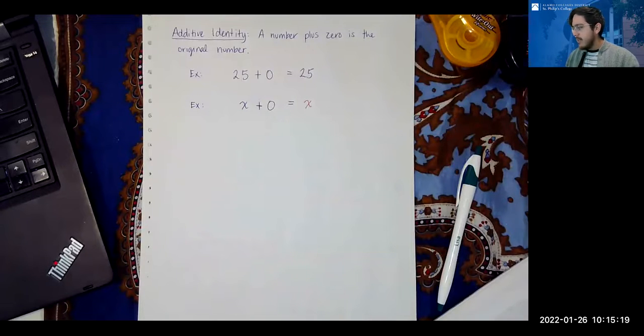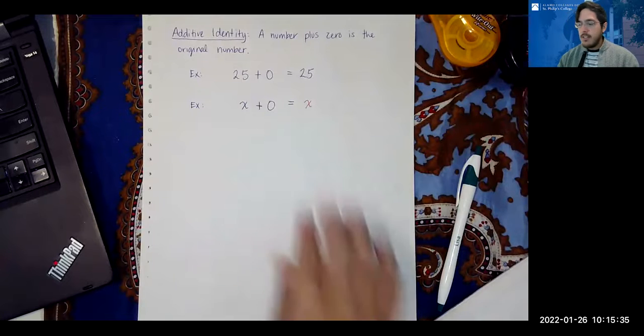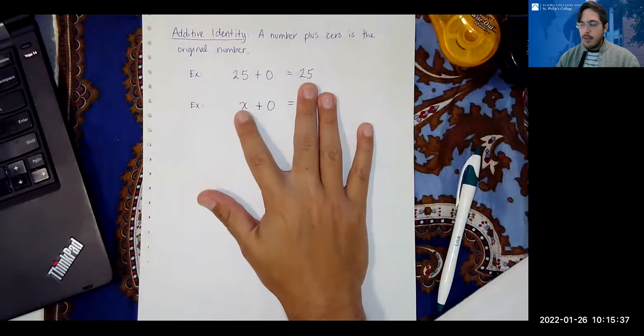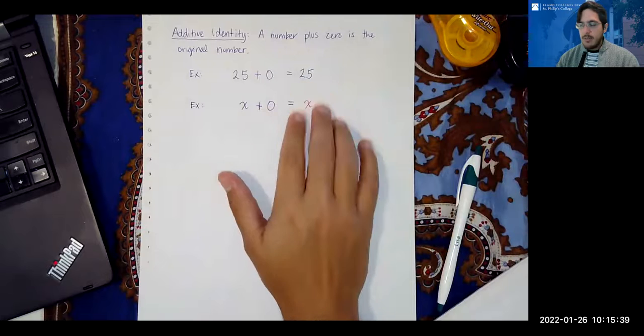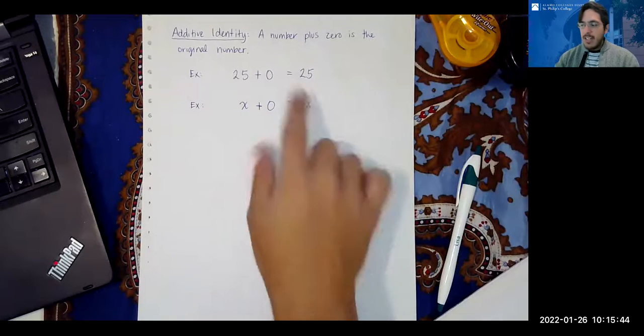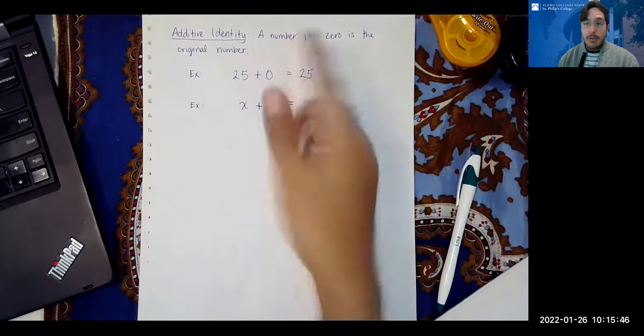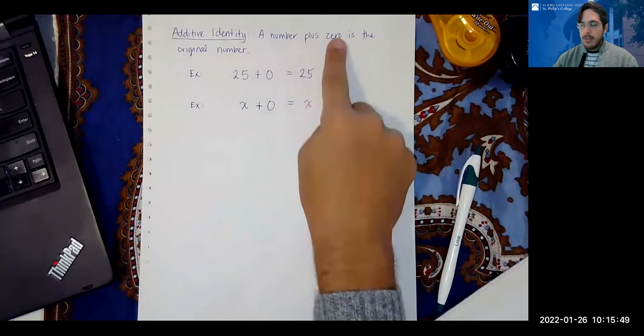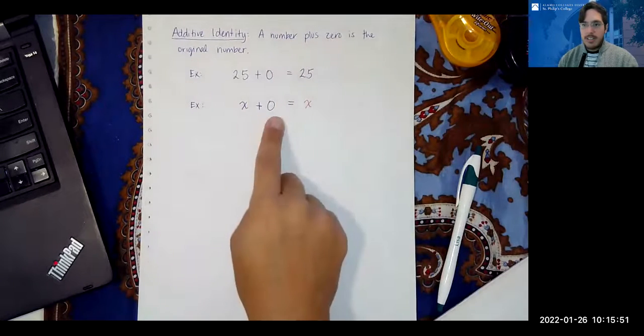Does anybody have any questions about that? Just to be clear, that last example is not balancing in an equation. No, it's just different. A variable plus 0 is equal to what? It's X, just equal to itself. So the additive identity is saying a number or a variable plus 0 is just whatever you started with.